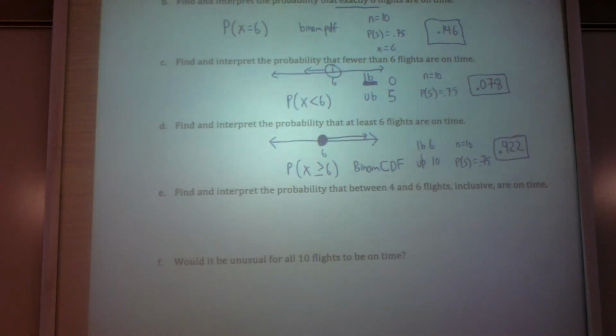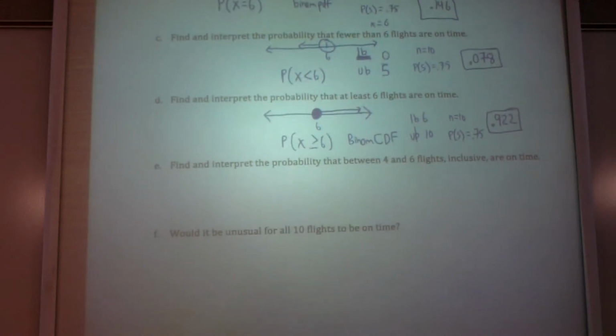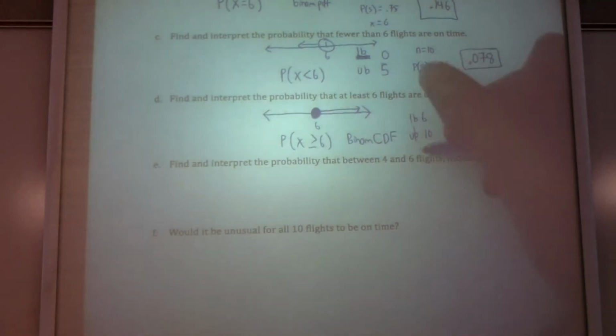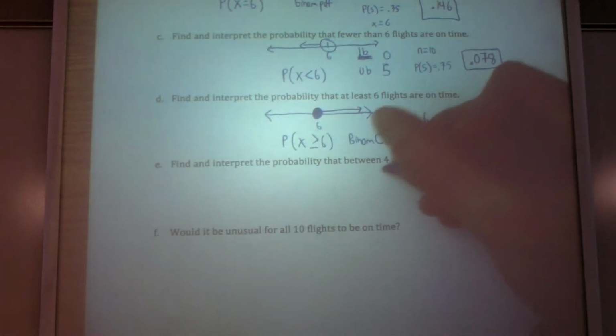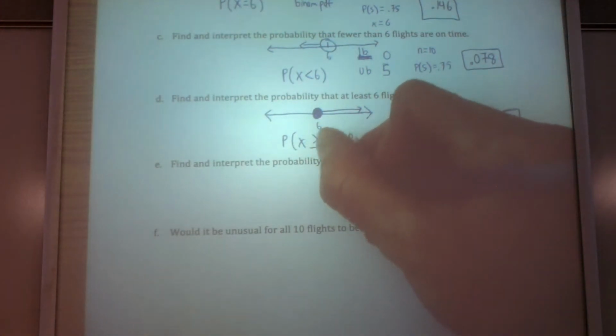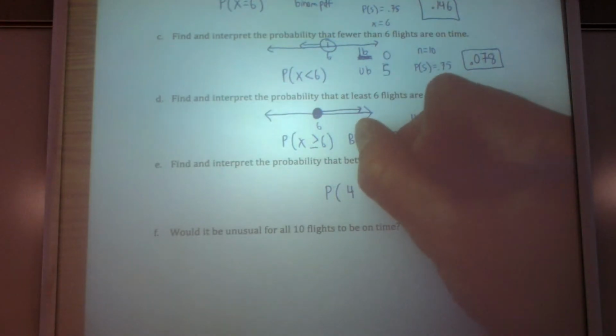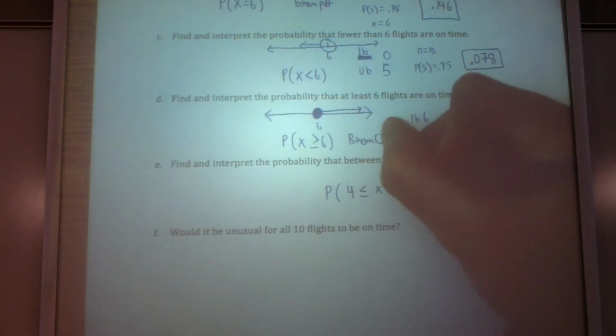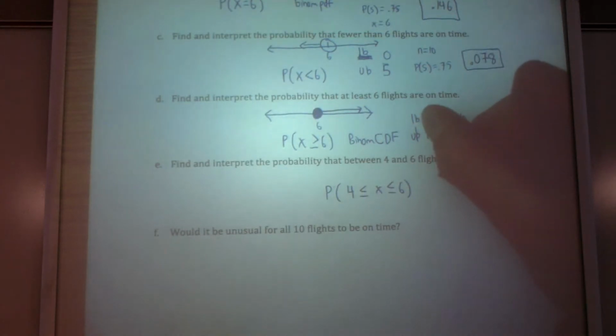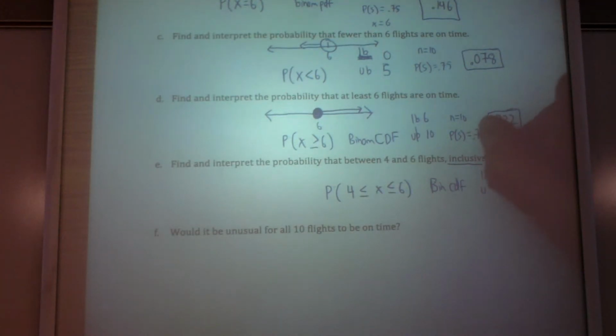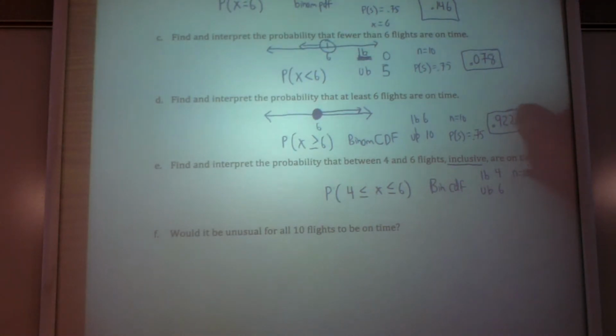That's cool. Okay, find and interpret the probability that between 4 to 6 flights inclusive are on time. What does the word inclusive mean? It means we're including 4 and 6. So this is a probability that we're between 4 and 6. So this means we're doing a binomial CDF again. Our lower bound is going to be 4 because we're including that 4. Our upper bound is going to be 6. And then we still have n is 10, and the probability of success is 0.75.